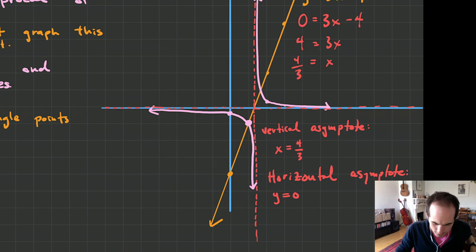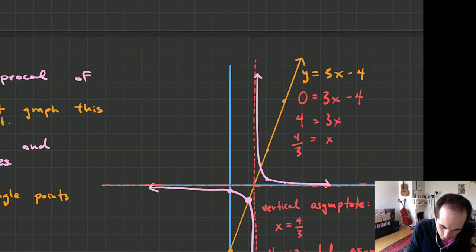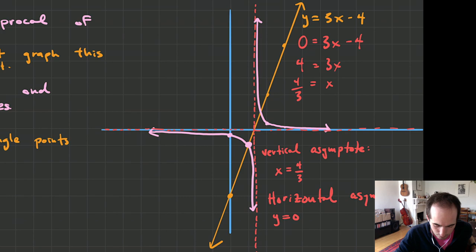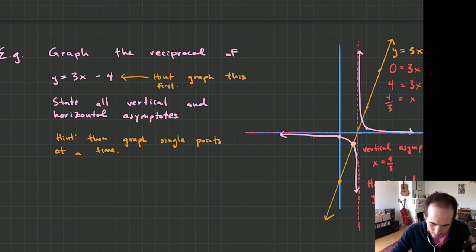Well, it's because as our values over here get bigger and bigger and bigger, the reciprocal values become a fraction with a numerator of 1 and a denominator that is huge. So it's essentially a very, very small number, but they never actually become equal to 0. So that's our reciprocal function. We have two asymptotes. We've got a vertical asymptote and a horizontal asymptote. And yeah, that's pretty much it.